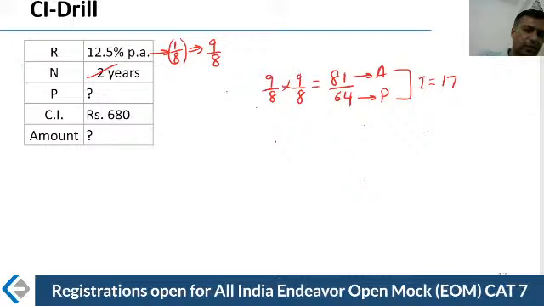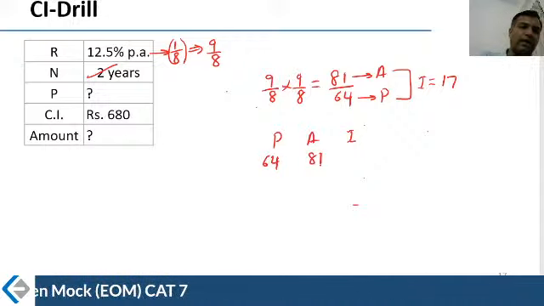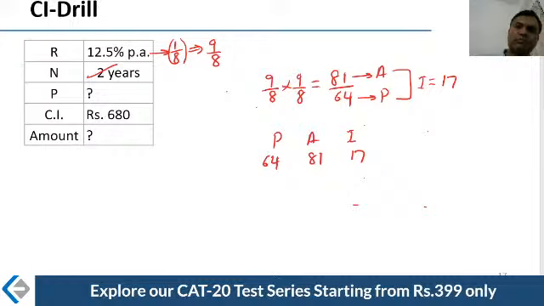What is the prototype? It looks like this. There is a principal, there is an amount, and there is an interest. Okay, what was the principal? 64. Had you started with 64, the amount would have become 81, your interest would have become 17. Now this is a prototype scaling factor. Apply the scaling factor on this particular prototype.